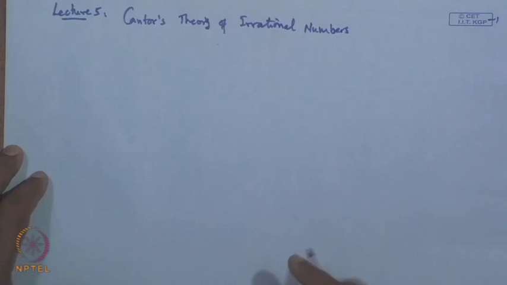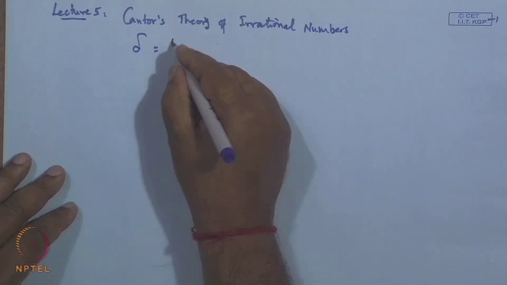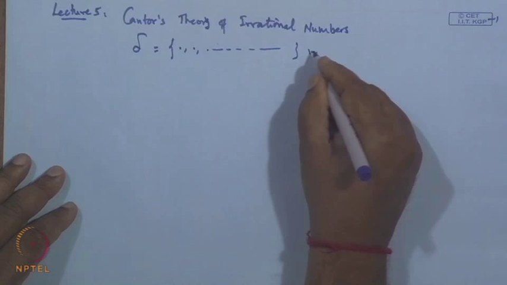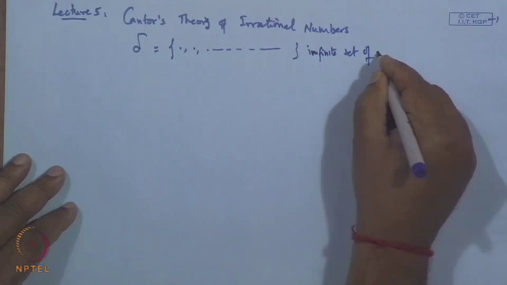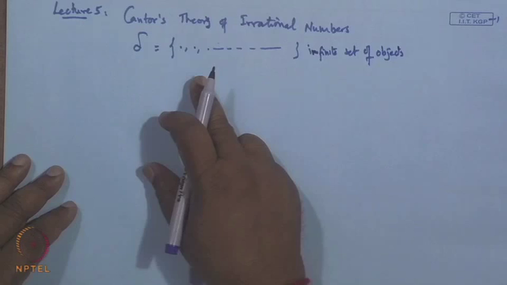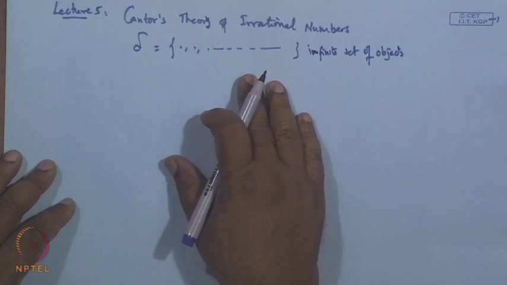Suppose we have a set S. It is an infinite set of objects, some objects are there, and now when we arrange the elements of this set in the form of a series such that it has a first term and each element of this set occupies a definite position, then this arrangement is known as the sequence.